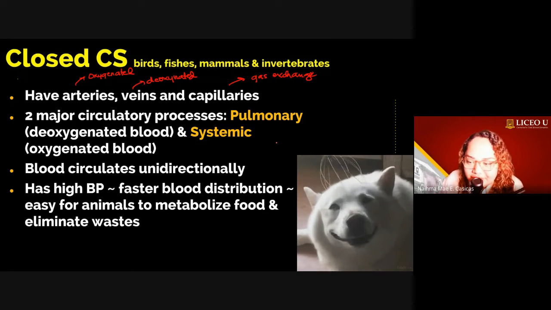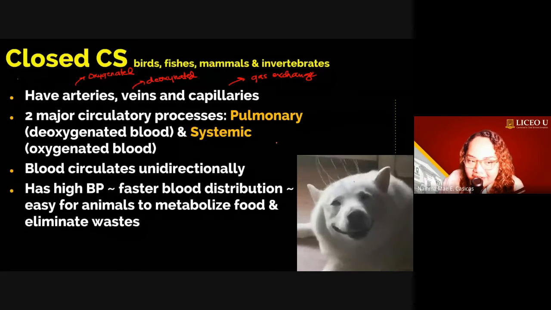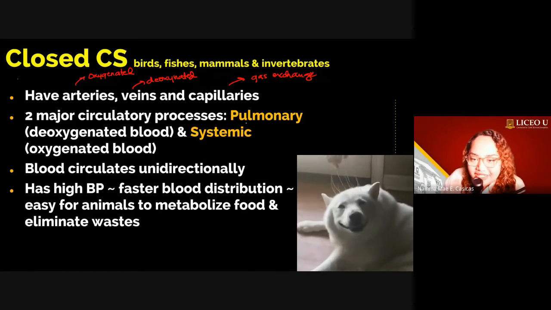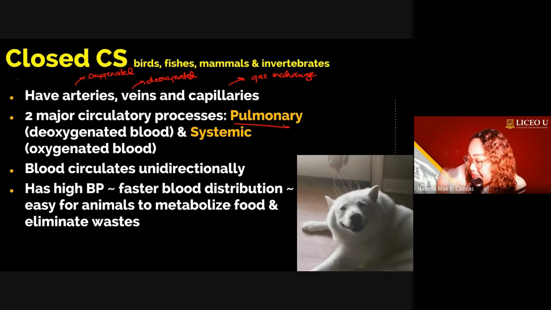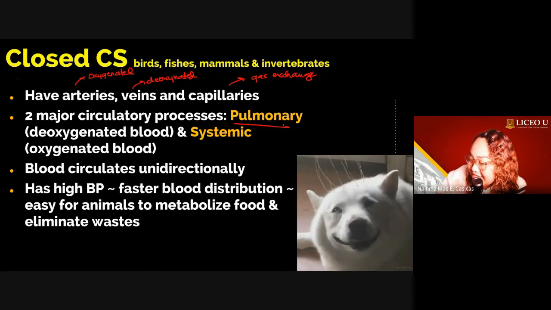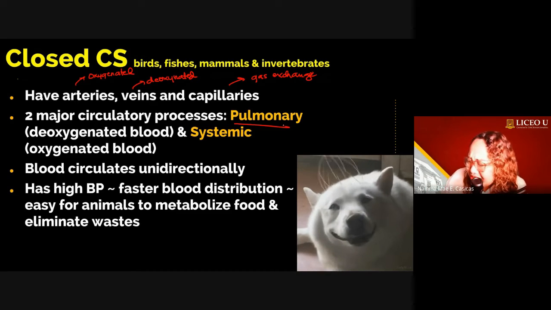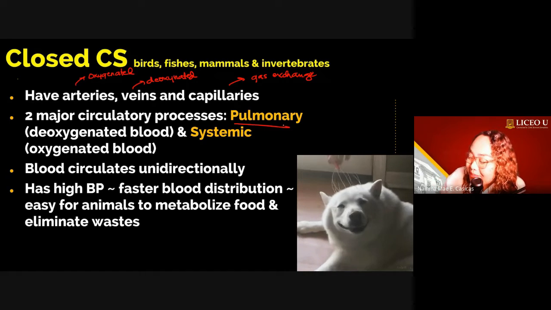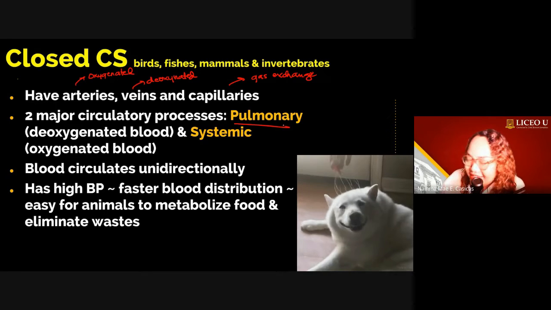So in the closed circulatory system, naa tay pulmonary and systemic processes, no? When you say pulmonary, this is the circulation na paingon sa lungs, paingon sa lungs and out of the lungs. Ngano gani mo adto siya sa lungs? Kay kailangan ang blood nimo mo pick up og oxygen from your alveoli. That's the reason why naay pulmonary circulation.